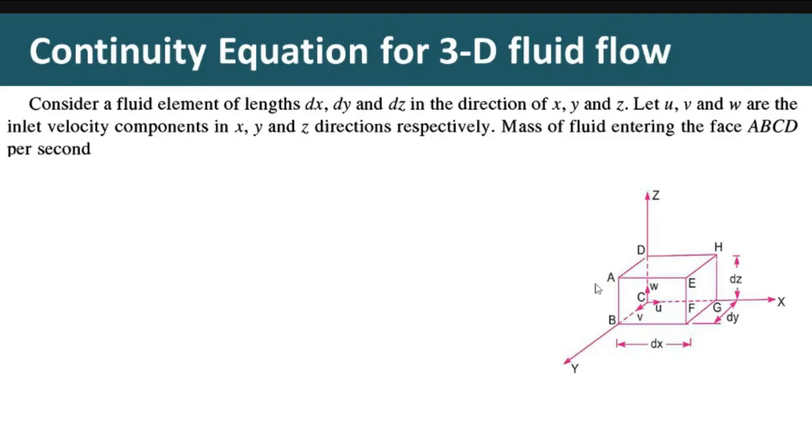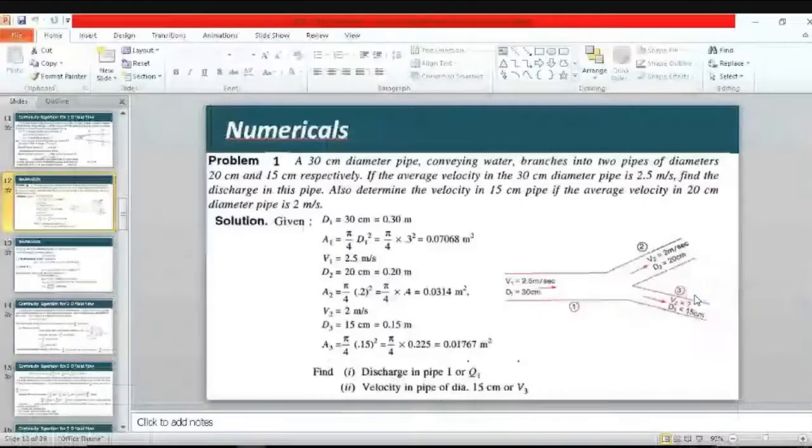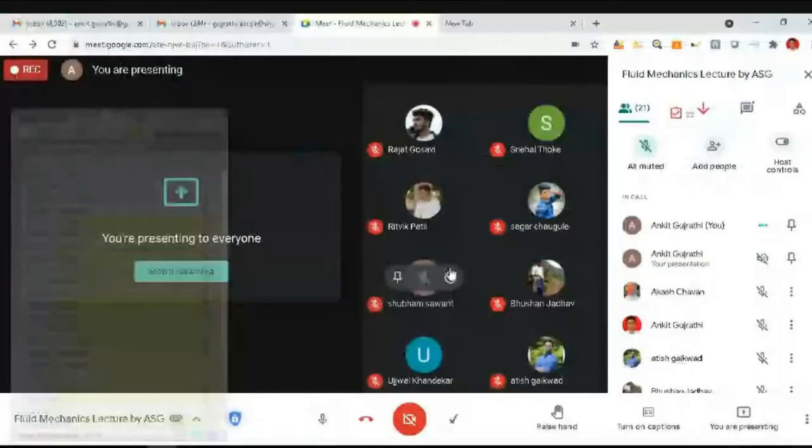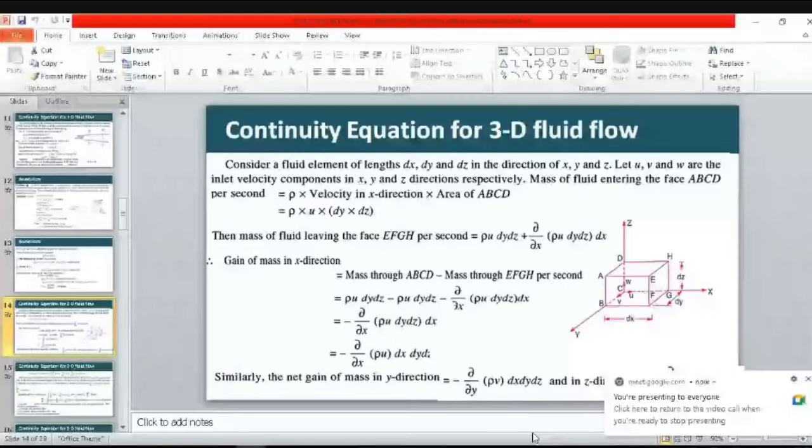After that, this parallelepiped will have 8 corners. So we will name them: let this be A, B, C and D. This is the leftmost face, and E, F, G, H is the rightmost face. So ABCD is the leftmost face and EFGH is the rightmost face.